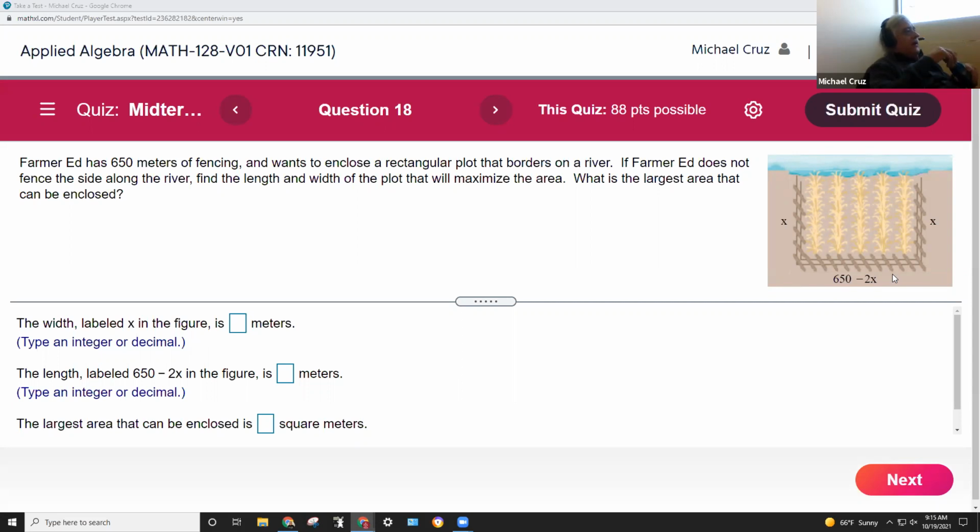And then once you find that width, you put that x, the width, in there and find out what the length is. And then you put whatever that length is back into the equation, and that gives you the area you would have.